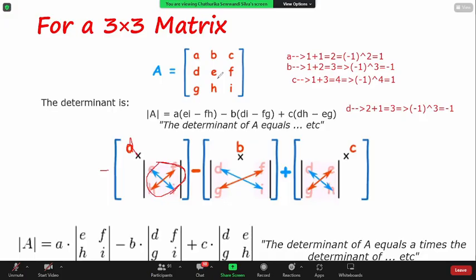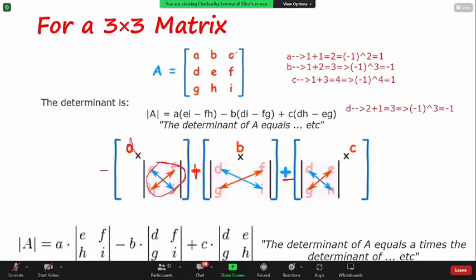Whenever you calculate for E, the second one, you will see this will become plus. And if you calculate for F, you will observe this will become minus. So that's why I told you, with respect to each and every row and column, this will change.